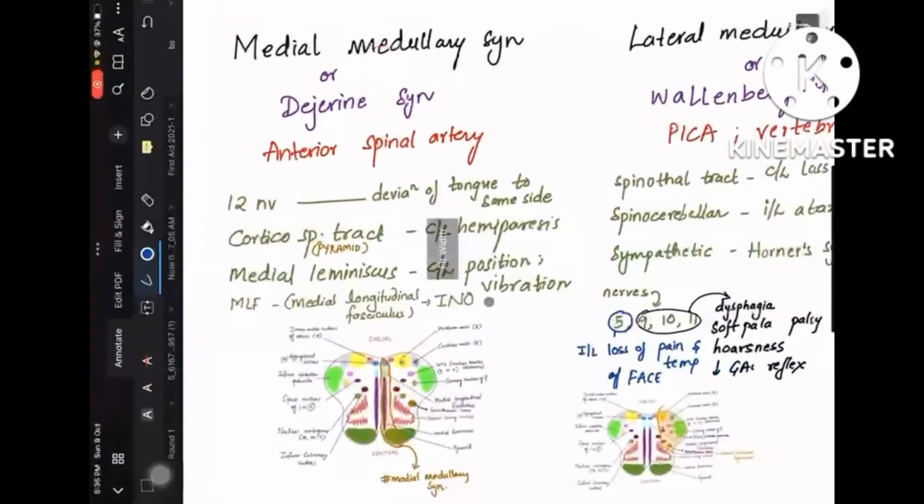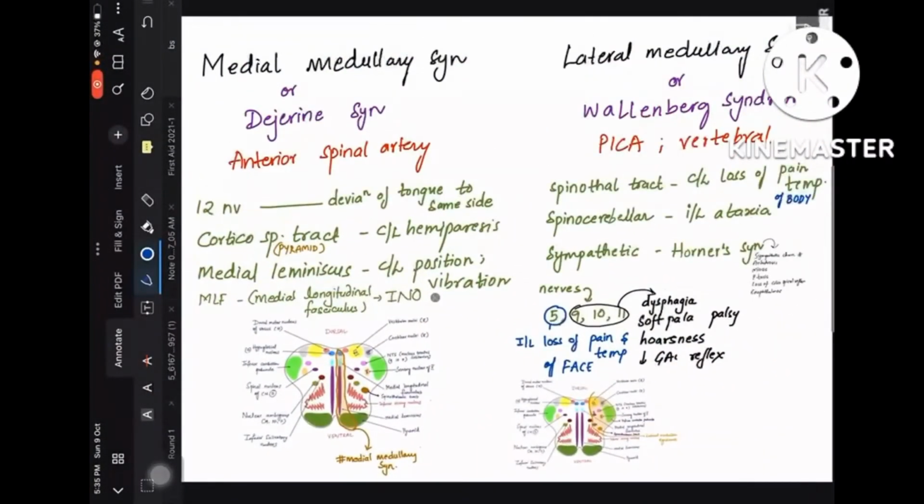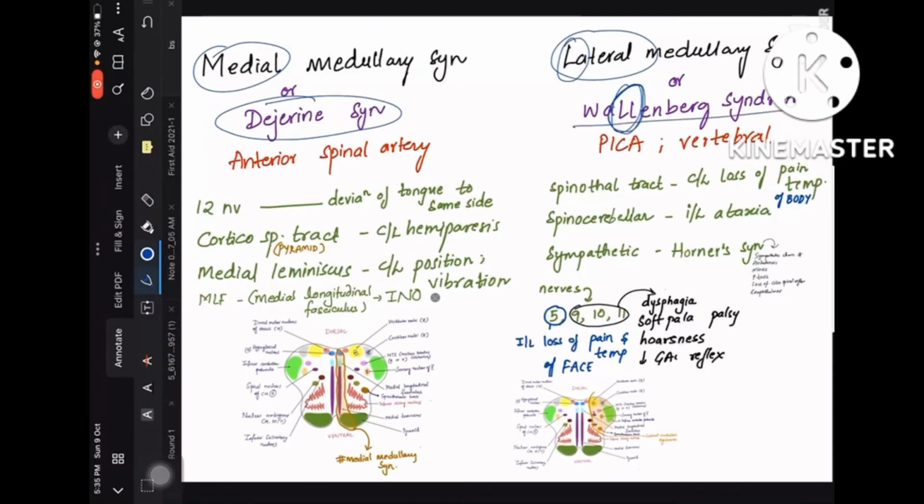Now coming to the medullary syndromes. Among all the brainstem syndromes, the medullary syndromes are the easiest. That is medial medullary and lateral medullary. Medial is otherwise called Dejerine syndrome, and lateral is called Wallenberg syndrome. Now, what are the structures involved in medial and lateral medullary syndromes?